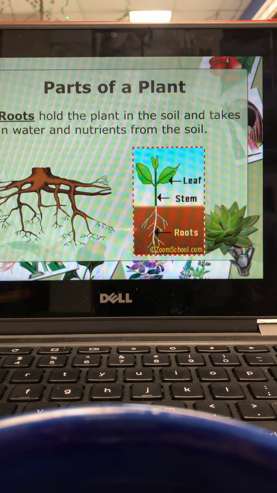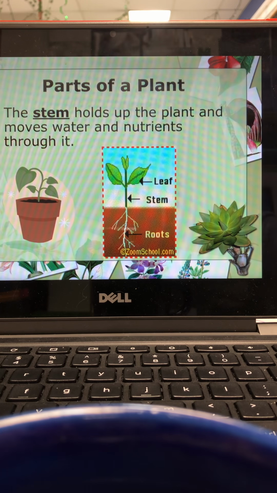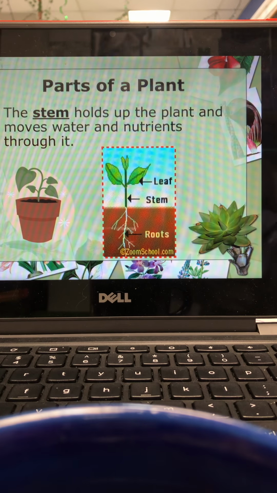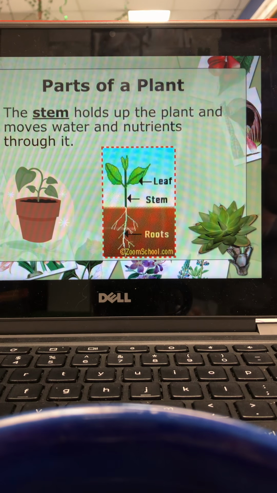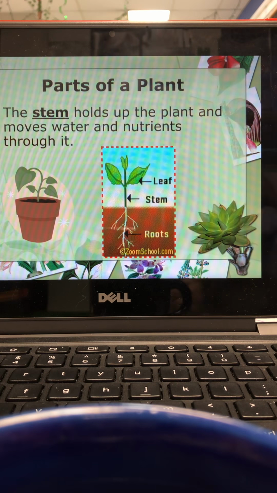Another part that we're going to talk about and end on today are the parts of a plant. So the stem holds up the plant and moves water and nutrients through it. This is going to conclude the PowerPoint for today, and we will pick up tomorrow with part 2.